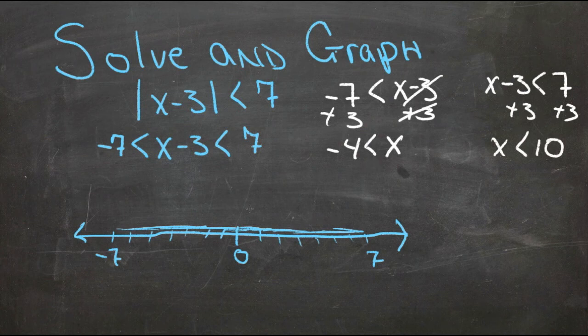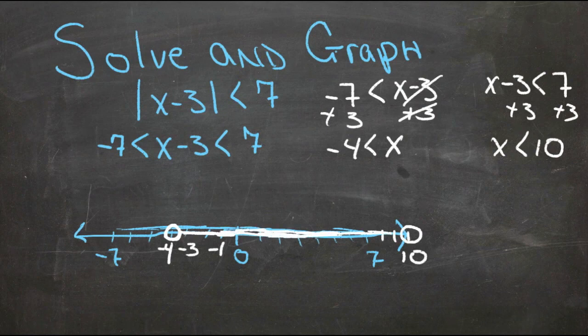So either x is greater than negative 4, so we have negative 1, negative 2, negative 3, negative 4. So x can't be negative 4, but it can go right up against it. Or it can be greater than that, and it can go all the way up to 7, 8, 9, 10, up to 10, but it can't hit it, and it can be any number in between. So any number between negative 4 and 10 will work.